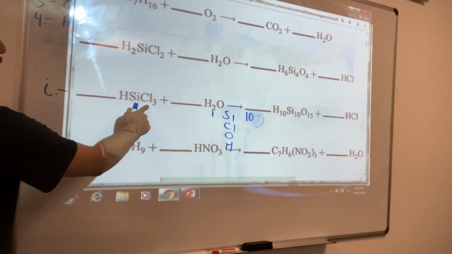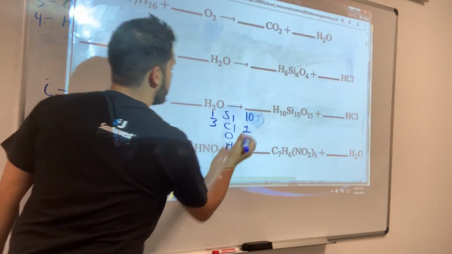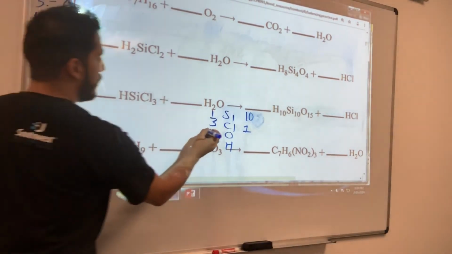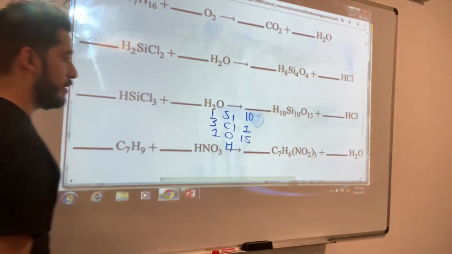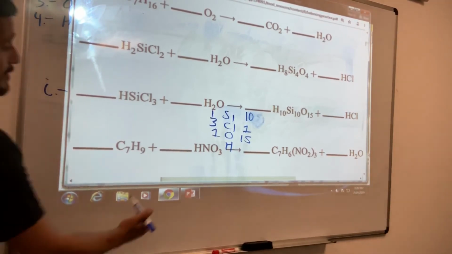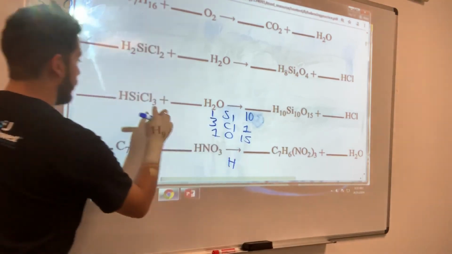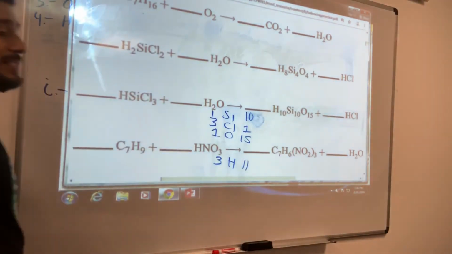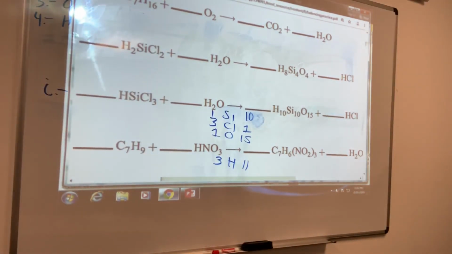Chlorines, 3 on the left and 1 on the right. Oxygens, 1 on the left and a bunch on the right. 15, right? So then with the hydrogens, it's 3, 3 and 1, and 11. Oh, 11, yes. 3, and there's 10 here. Let's see where this takes us. Oh boy. Just as I look at it, I might want to balance hydrogens before oxygens. I always balance, but hydrogens occur everywhere. Okay, never mind. Let's start with silicons.